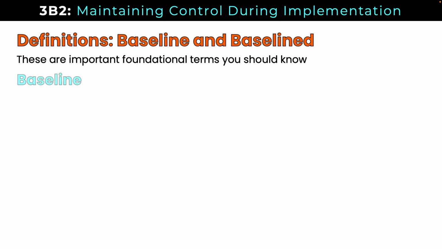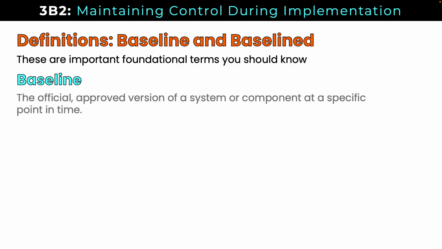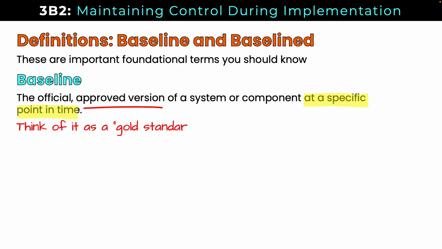So just in case that's not true, let's talk about it. The baseline is the official approved version of a system or component at a specific point in time. Think of it as a gold standard snapshot. It would be a version.